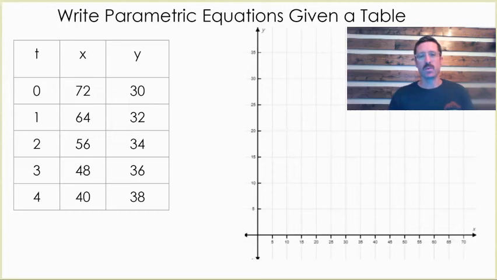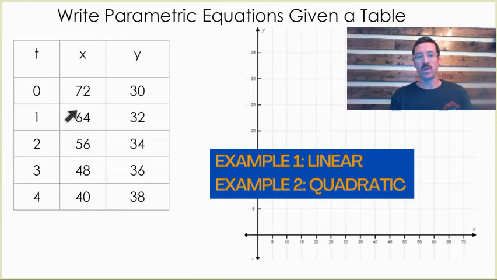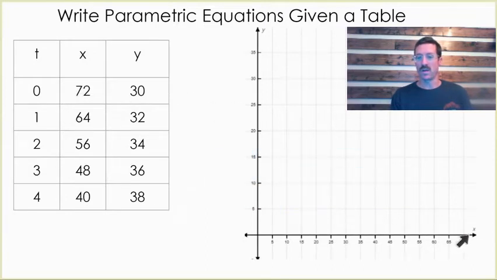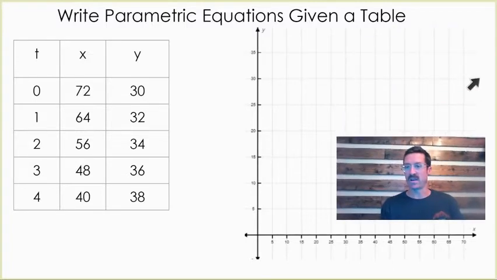Plot parametric equations given a table, there's a couple of different ways we could go about doing that. First of all, if I'm given the table, we could plot these points on our coordinate plane. I could plot the point 72, 30. It would be somewhere right in there, and I could just plot the points that way, but that wouldn't help us write the equations. And so what we're going to do is we're going to write parametric equations, one for x and one for y.